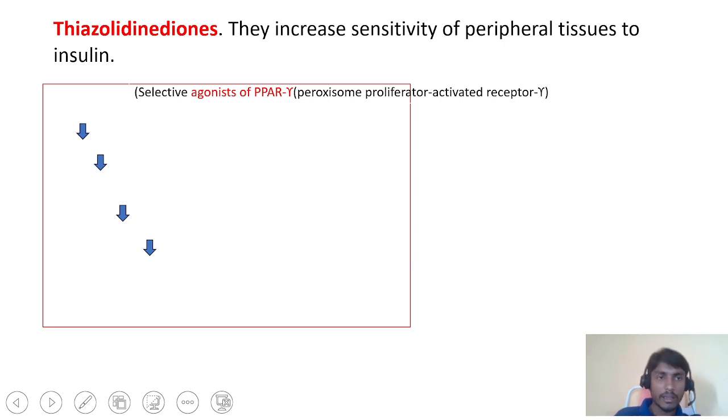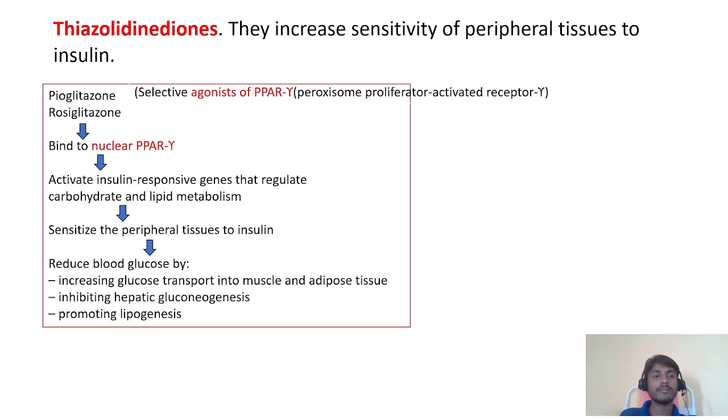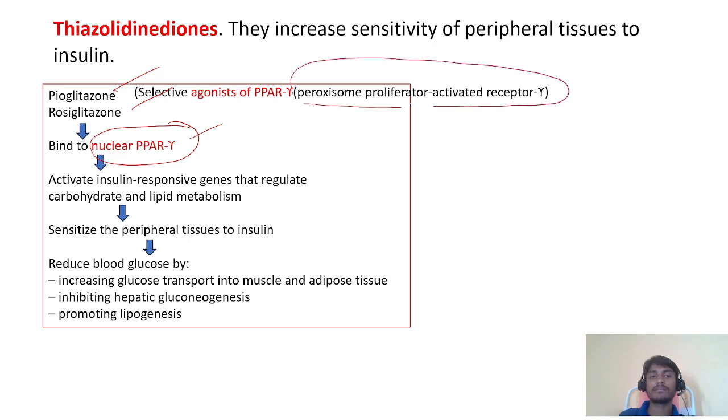Next comes the thiazolidinediones. They increase the sensitivity of peripheral tissues to insulin. Pioglitazone and rosiglitazone bind to the nuclear PPAR gamma, the peroxisome proliferator activated receptor, and activate the insulin responsive genes that regulate carbohydrate and lipid metabolism. Finally, this sensitizes the peripheral tissues to insulin.